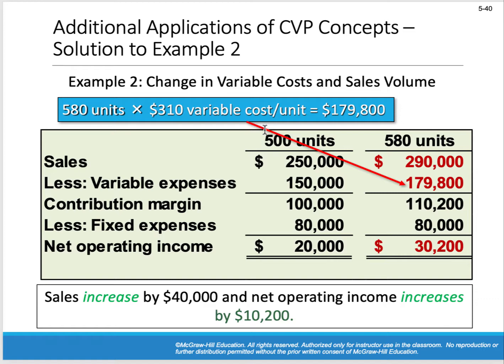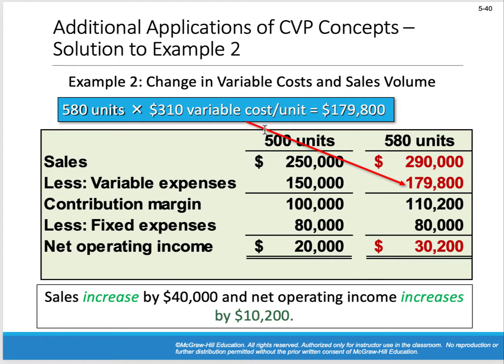$30,200. Okay? So what we're saying here is, by increasing our variable cost per unit, sales will increase by $40,000, and that will translate into a net operating income increase of $10,200. So you're the CEO, you got to make a decision.